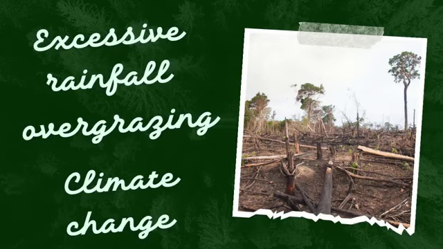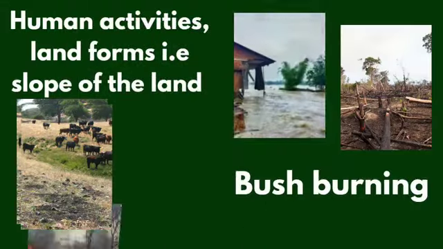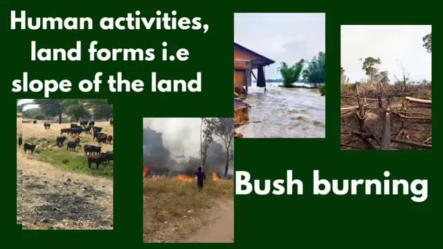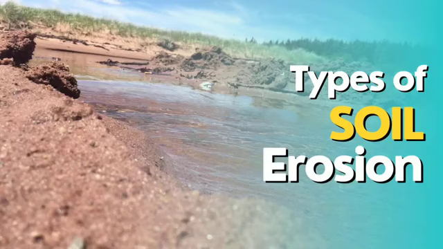Now we are going to look at the types of soil erosion. We have water erosion. Water erosion is the removal and carrying away of soil particles by rain or running water over an exposed soil surface. Wind erosion. This is the blowing away of the soil particles or topsoil by wind. Wind erosion is common in arid or dry land where there is little or no rainfall.